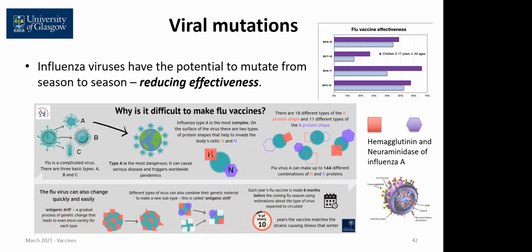And a different way of looking at it, specifically within influenza A, is these proteins here on the surface of the influenza A virus. These two proteins are known as hemagglutinin and neuraminidase. What you need to be aware of here is that there are 18 different types of H protein, so 18 different types of hemagglutinin protein, and 11 different types of the neuraminidase protein.